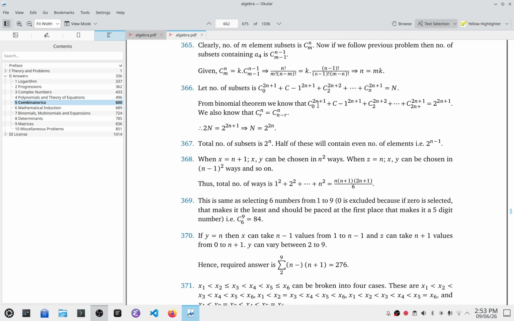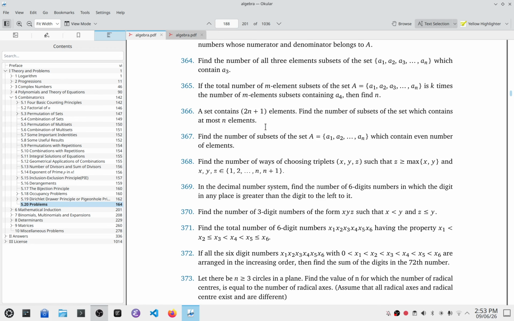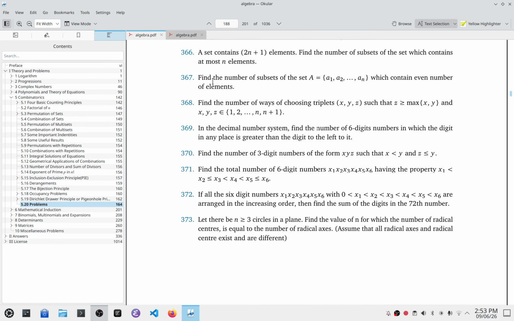From the binomial theorem, we know that 2n+1 C0 plus, again it's a copy paste mistake, so up to 2n+1, missing 1 here, will be 2 to the power 2n+1, and we know that MCR is equal to MC(n minus R). So 2M is equal to 2 to the power 2n+1, so M is equal to 2 to the power 2n.